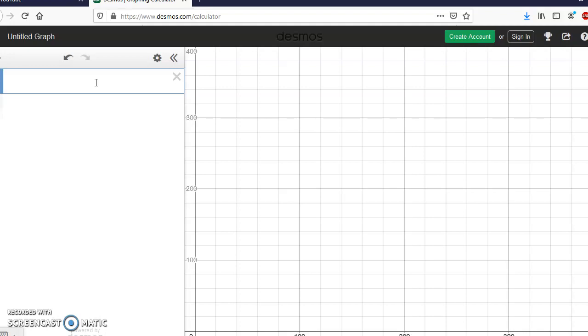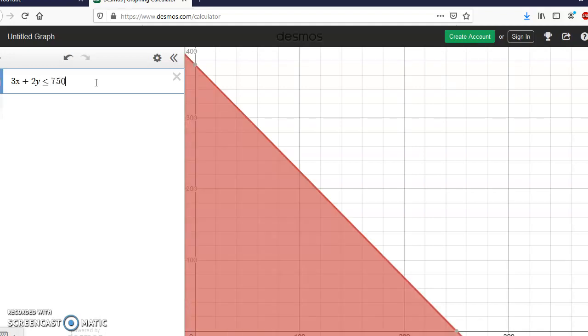So we have 750 labor hours available over the next week, and based on the problem, each messenger bag, which is our X variable, takes 3 labor hours, so that would be 3X, plus 2 labor hours for a backpack, so 2Y, and then we want that to be less than or equal to 750. So now we've got that nicely sketched out right there in this red color.